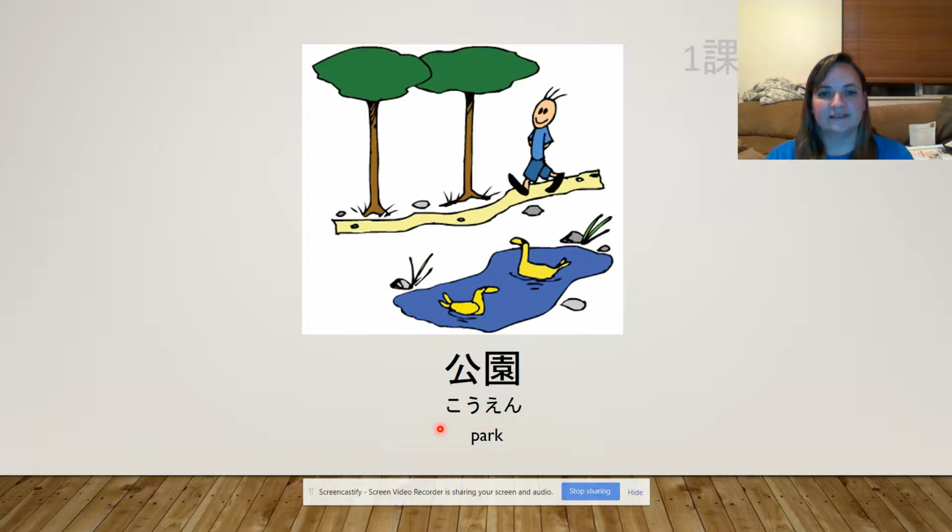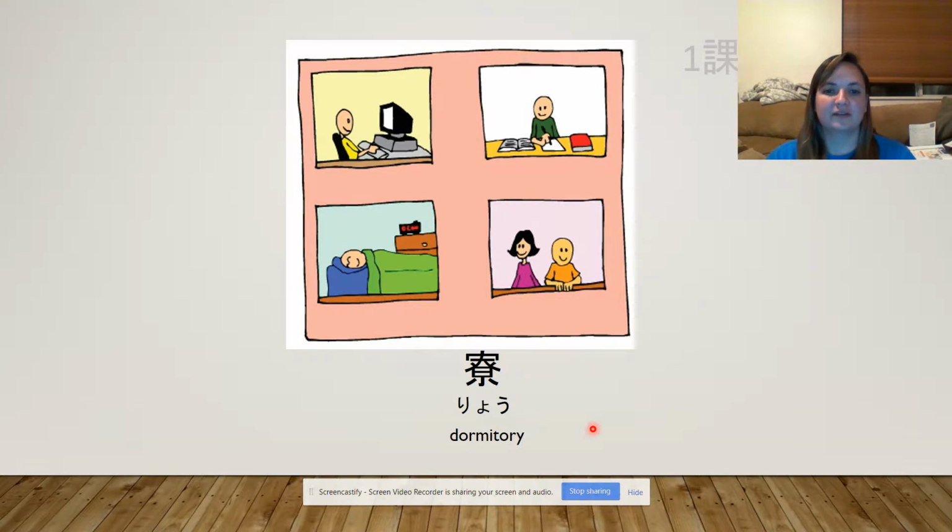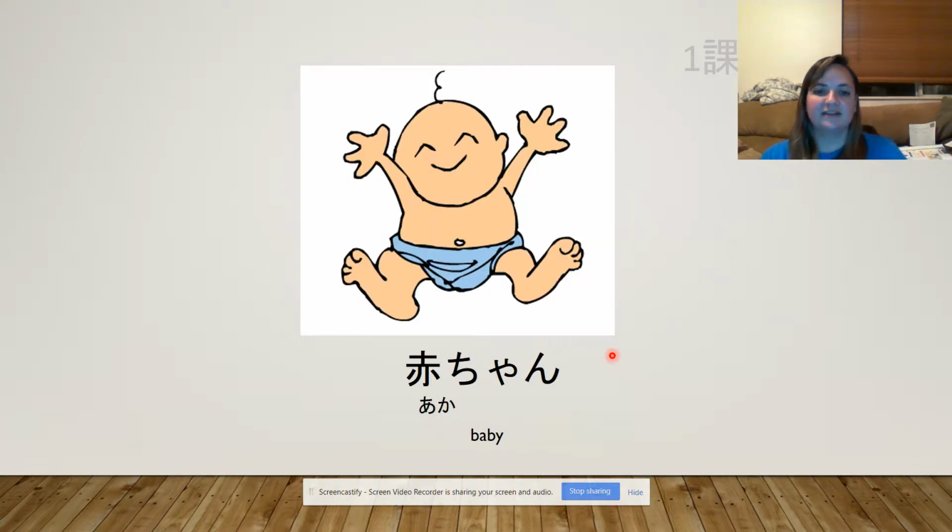公園です。It's kind of a nice looking 公園. It's got some interesting birds, right? 公園。はい。次は、寮です。So, if you're in college, you live on campus and a dormitory, you could say you live in the 寮. So here's an example of a 寮. Okay, 寮. はい。次は、赤ちゃんです。これは赤ちゃんです。Do you guys remember what the meaning of aka or akai is?